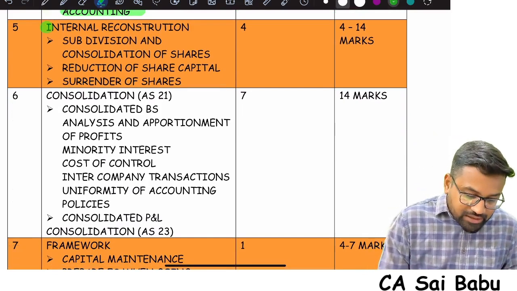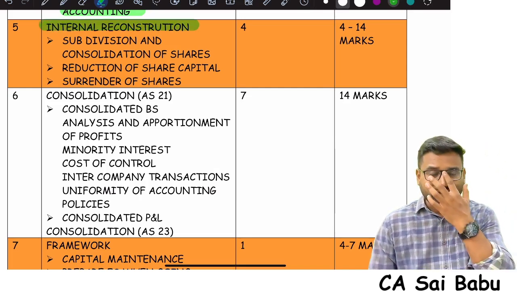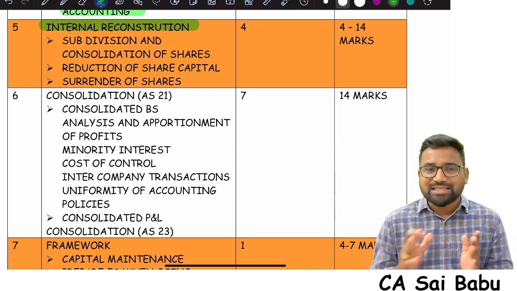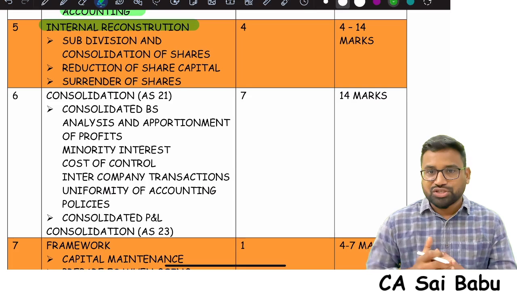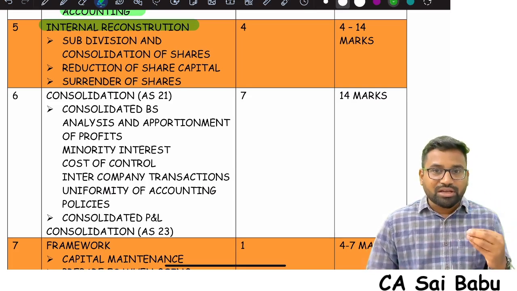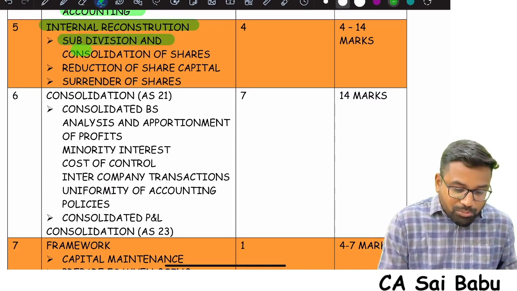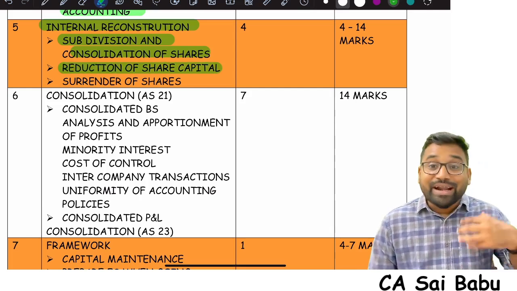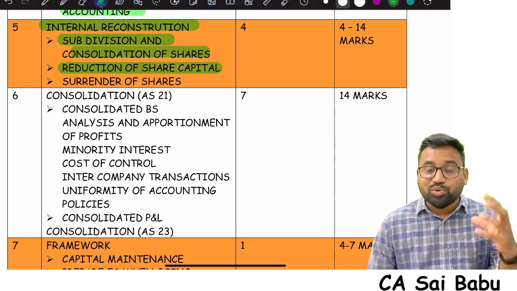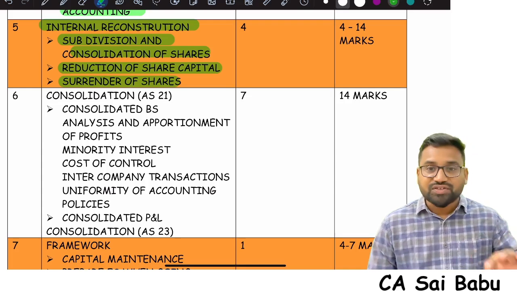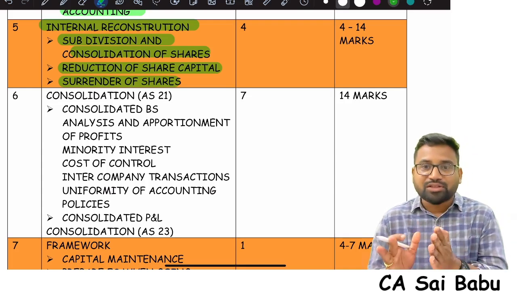Next, another chapter is internal reconstruction. I believe internal reconstruction is more of a problem based chapter. You have to solve a number of questions to understand internal reconstruction properly. But relating to internal reconstruction, try to understand more about how subdivision and consolidation of shares will be done, reduction of share capital as per the Companies Act, what are the different combinations in this reduction of share capital, and surrender of shares. So see my revision marathon video.